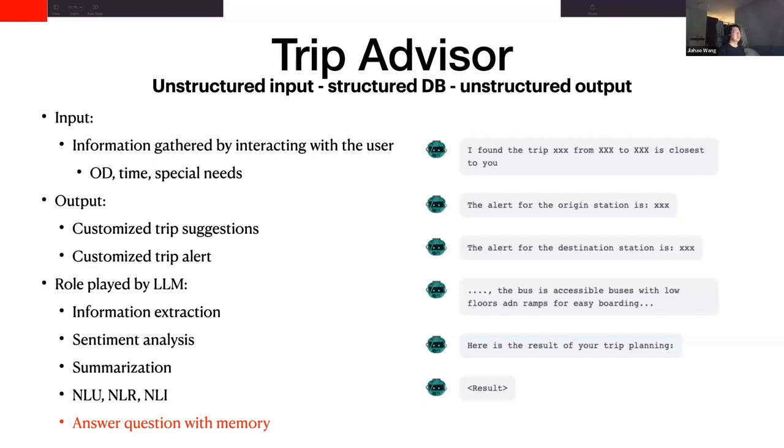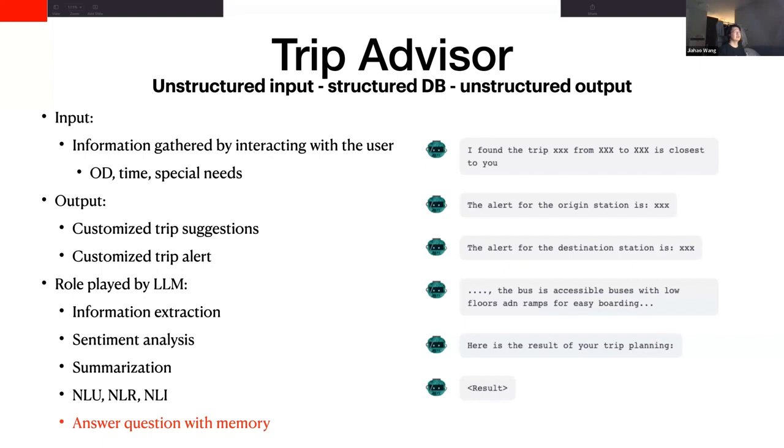So the trip advisor works by taking input from its interaction with users. While the assistant is interacting with the user, it can gather information such as the origin and destination, the time, and special needs from the user, and then it can output customized trip suggestions and customized trip alerts.